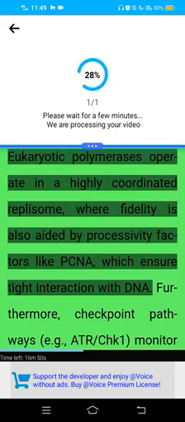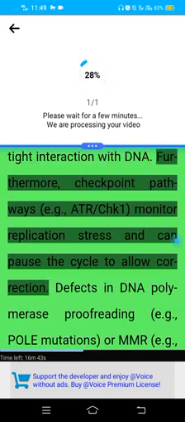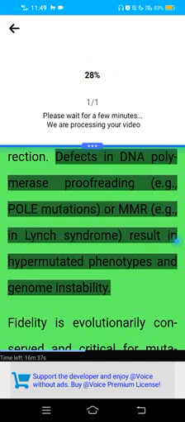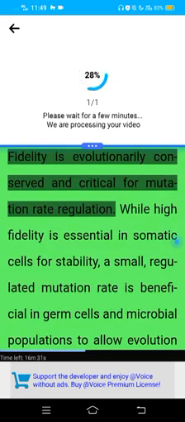Eukaryotic polymerases operate in a highly coordinated replisome, where fidelity is also aided by processivity factors like PCNA, which ensure tight interaction with DNA. Furthermore, checkpoint pathways, e.g., ATR, CHK1, monitor replication stress and can pause the cycle to allow correction. Defects in DNA polymerase proofreading, e.g., pol epsilon mutations, or MMR, e.g., in Lynch syndrome, result in hypermutated phenotypes and genome instability. Fidelity is evolutionarily conserved and critical for mutation rate regulation.